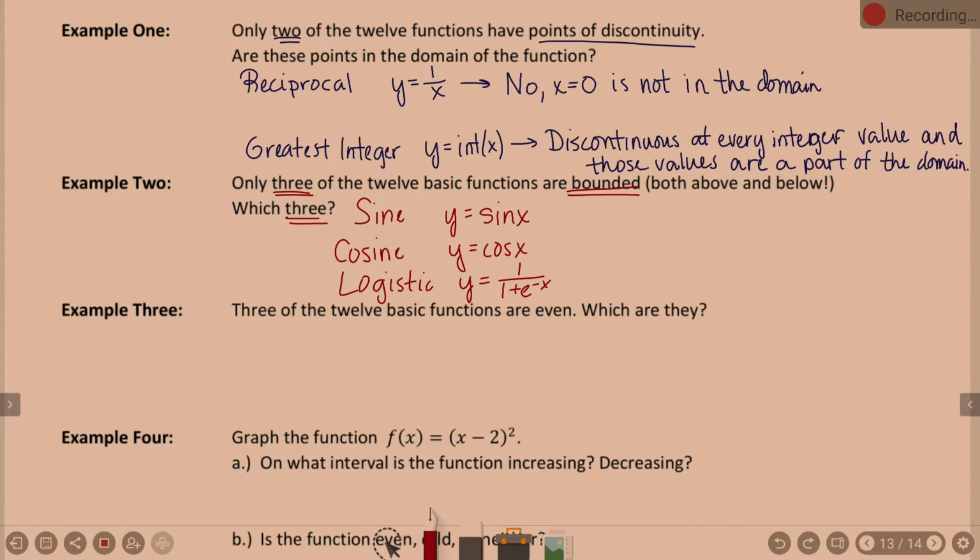Start memorizing those names and equations. Okay? Getting familiar with those. Okay, ready for example 3?